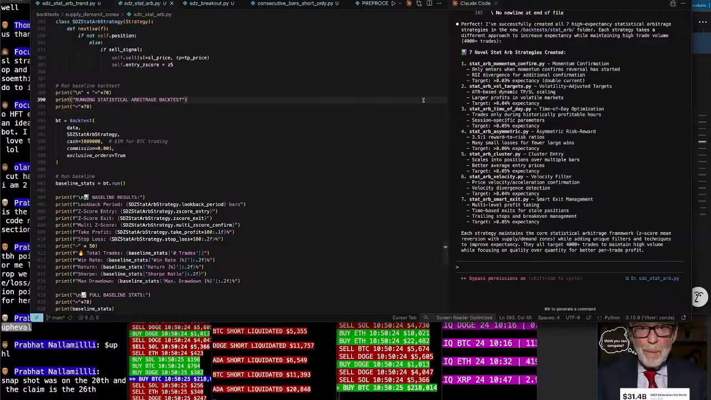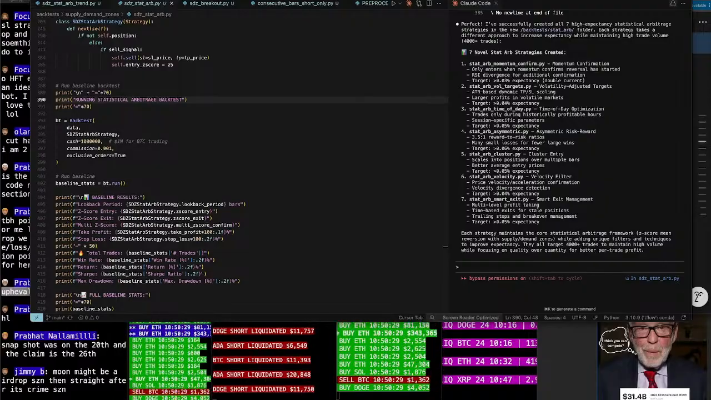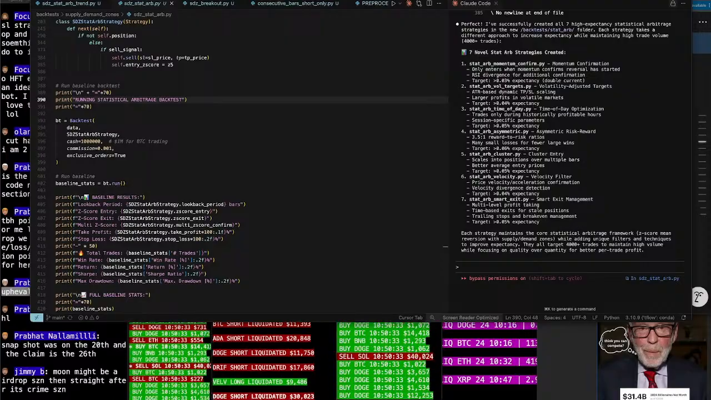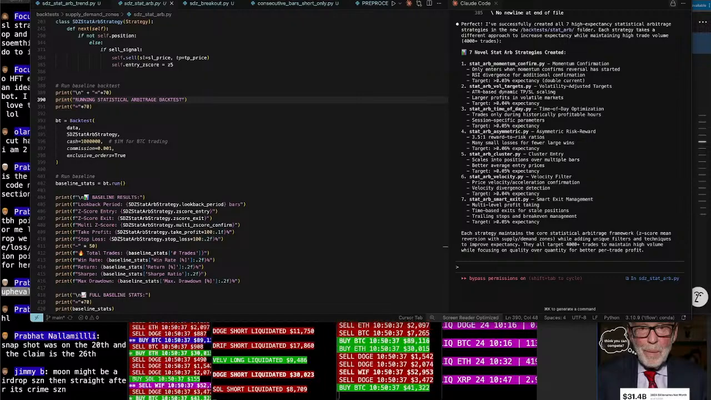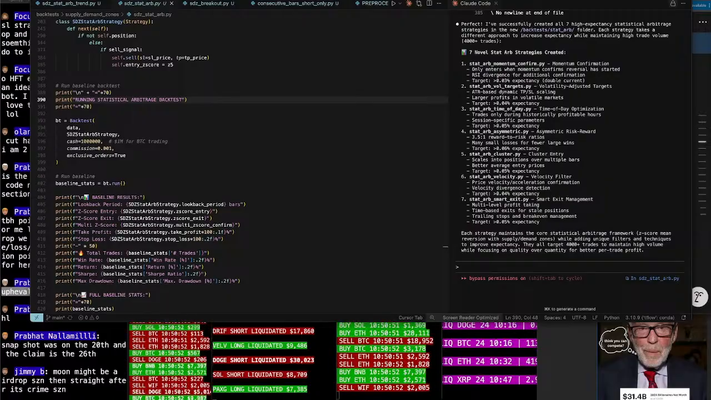Okay, let's try these out. Stat arb momentum confirm, and I gotta keep an eye on this. This being done. Okay, it's done. Perfect. Beautiful, beautiful, beautiful.